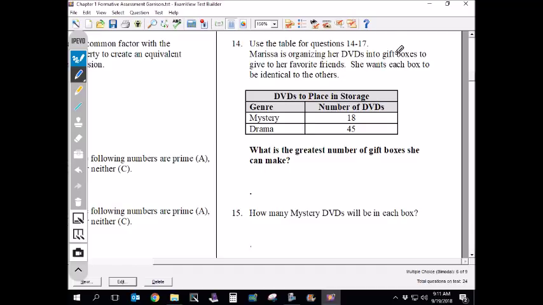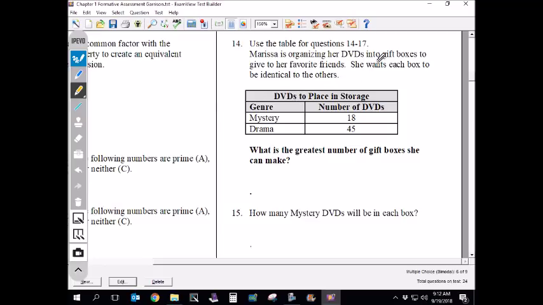Marissa is organizing her DVDs into gift boxes to give her favorite friends. She wants each box to be identical to the others. There's what she has. She has 18 mysteries and 45 dramas. What is the greatest number of gift boxes that she can make? What are the key words that you see right away here?